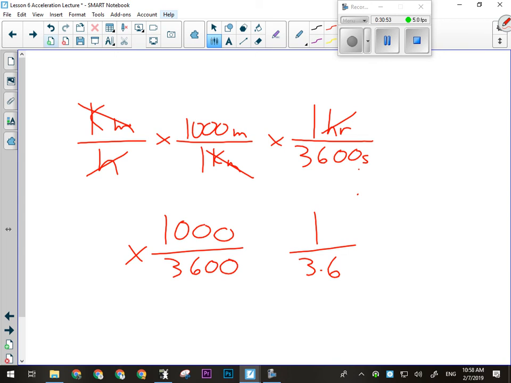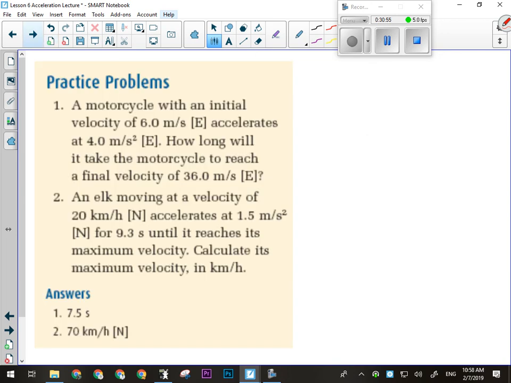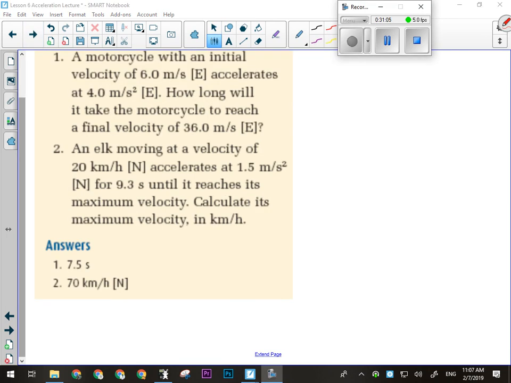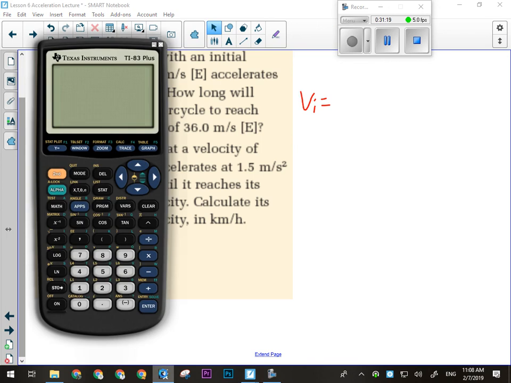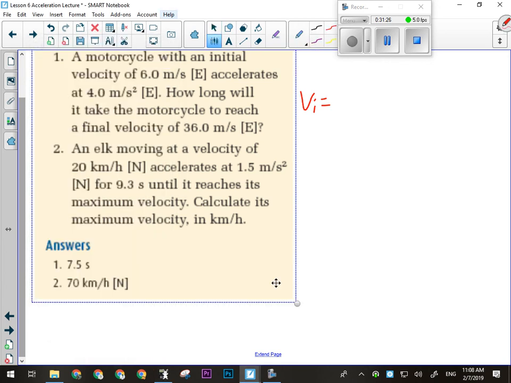Okay. All right. Back to those two questions. You'll need that when you're dealing with at least one of those. Question number 2. Okay, I'll give you a couple minutes to try those, and then we'll walk through them. All right, let's go over this one then. So we have an elk that's moving at a velocity of 20 kilometers per hour, and it's accelerating. They gave us VI in kilometers per hour, and we need it in meters per second. So we're going to go 20 divided by 3.6, and we get 5.5 repeating essentially here.